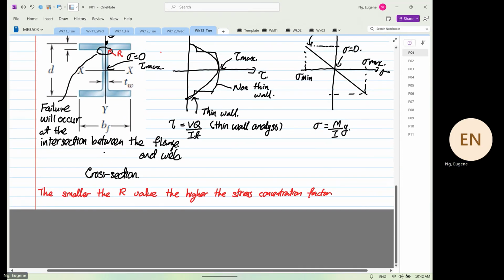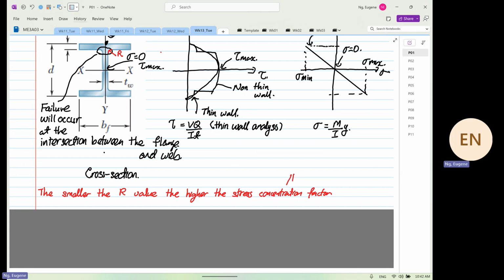Are we clear? The smaller the R value, the higher the stress concentration factor. And this stress concentration factor will be taught in 3EO3. I don't teach it here. That's the difference.